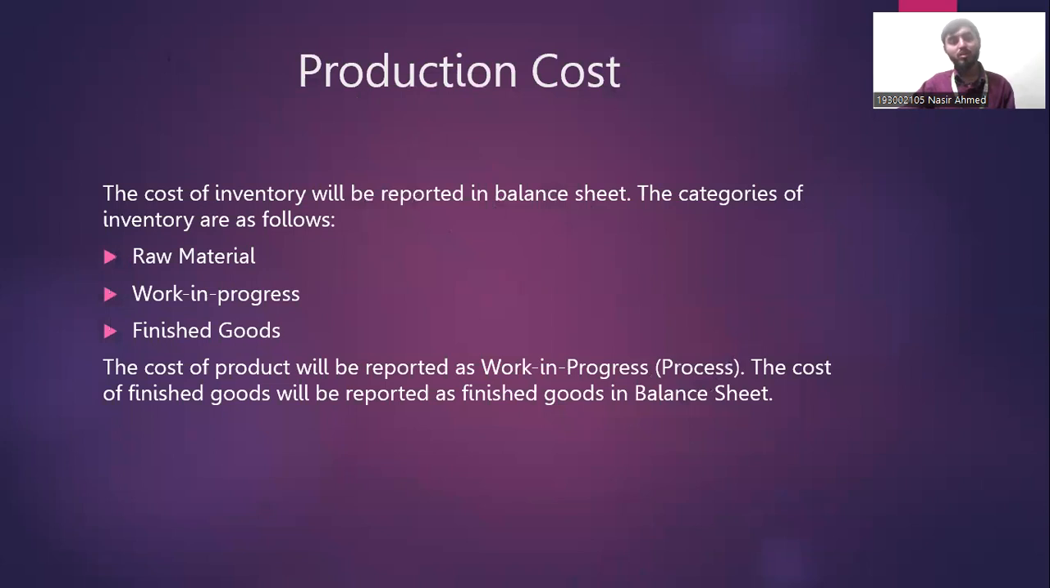Now, last of all, I'll discuss the production cost. The cost of inventory will be reported in the balance sheet. The categories of inventory are as follows. Number one is raw material, number two is work in progress, and number three is finished goods. The cost of product will be reported as work in progress. The cost of finished goods will be reported as finished goods in the balance sheet.